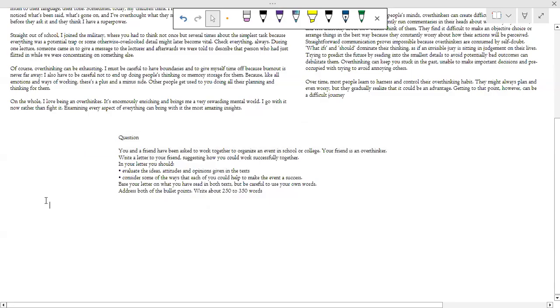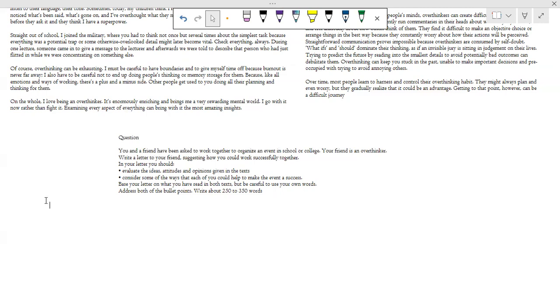So let's read the question first and see what sort of letter we are going to write. The question is: you and a friend have been asked to work together to organize an event in a school or college. Your friend is an overthinker. Write a letter to your friend suggesting how you could work successfully together. In your letter, you should evaluate the ideas, attitudes, and opinions given in the text. You are going to consider some of the ways that each of you could help to make the event a success. Base your letter on what you have read in both texts, but be careful to use your own words. Address both of the bullet points, write about 250 to 350 words.